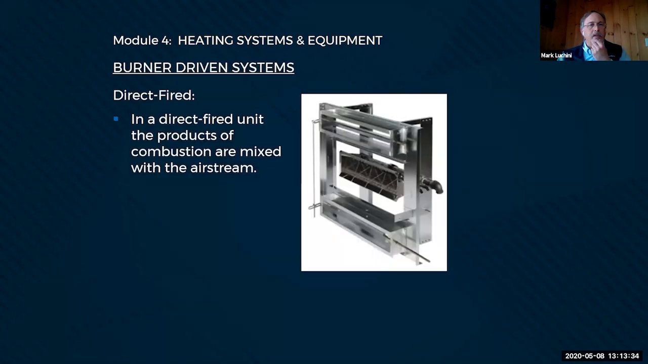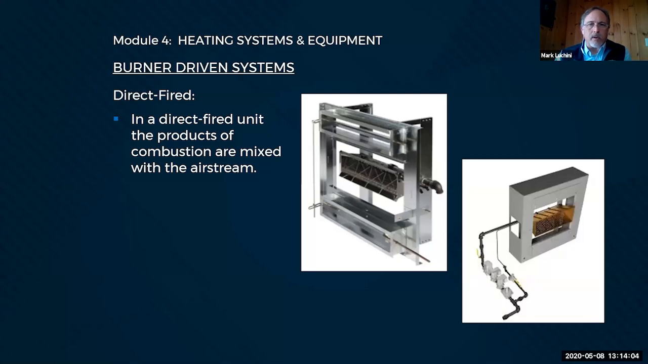The other type of burner that you're going to come across is a direct fire burner. In a direct fired burner, the products of combustion are actually mixed with the airstream. This particular model actually has bypass dampers on the top and bottom to modulate the temperature downstream of the burner. So this would be a fixed flow burner, 1 speed, and then you modulate the dampers to bring in more or less cold air. This particular one is a modulating flow burner, so it's got modulating gas valves on it, and that's how the output is controlled on that particular burner.